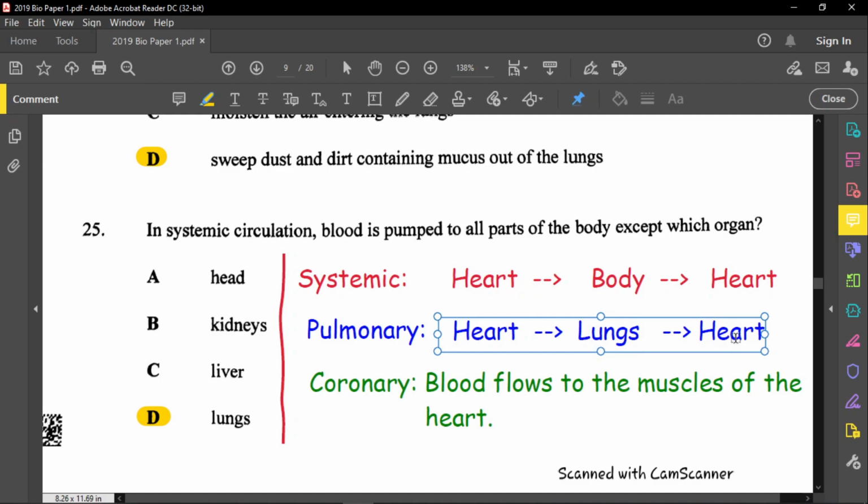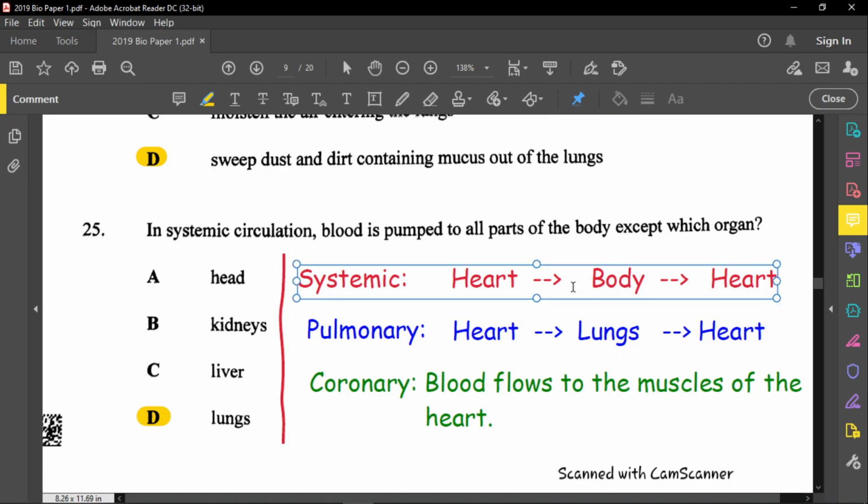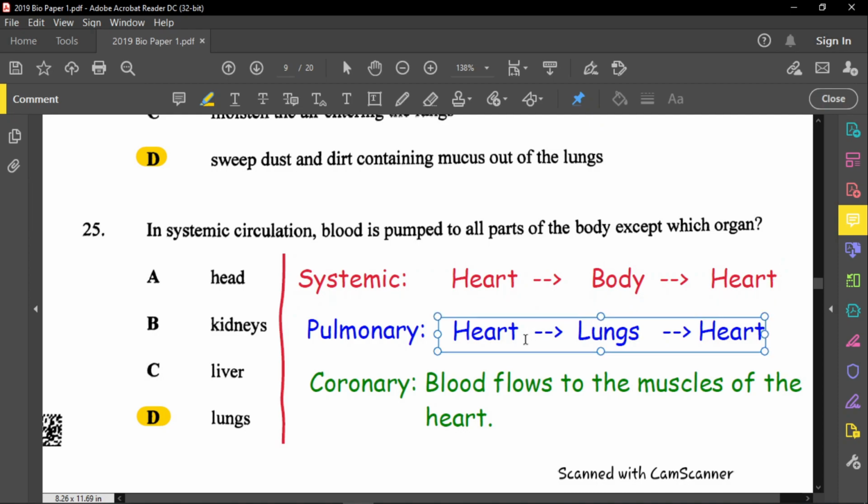Now in an examination situation, you can also explain the blood vessels that are involved in this. Let's say, for example, in systemic circulation, blood moving from the heart to the body goes to the aorta. Coming back from the body to the heart, it comes through the vena cava, which is the vein. In pulmonary circulation, blood flows from the heart through the pulmonary artery to the lungs, and then through the pulmonary vein and back to the heart.